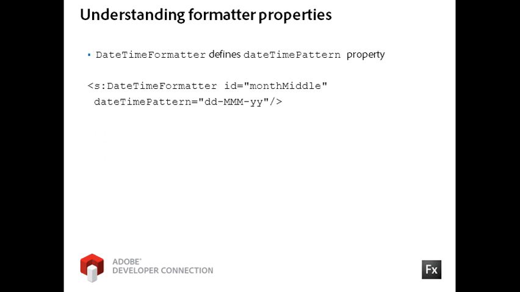The Spark DateTime formatter class has fewer properties. The DateTime pattern property defines a pattern string or mask for how the date will be formatted. I will discuss that further in a minute.